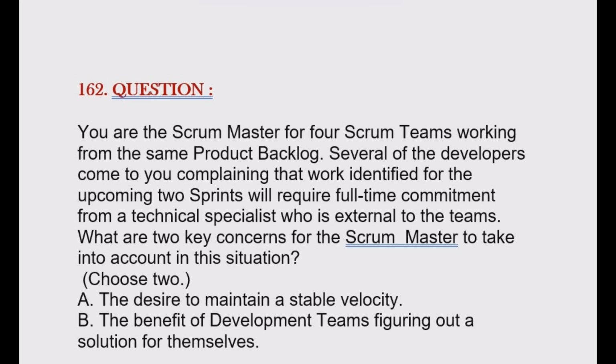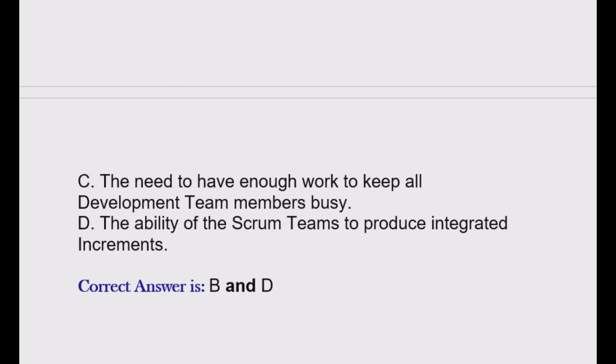Choose 2 options. Option A, the desire to maintain a stable velocity. Option B, the benefit of development teams figuring out a solution for themselves. Option C, the need to have enough work to keep all development team members busy. Option D, the ability of the Scrum teams to produce integrated increments. Correct answer is option B and option D.